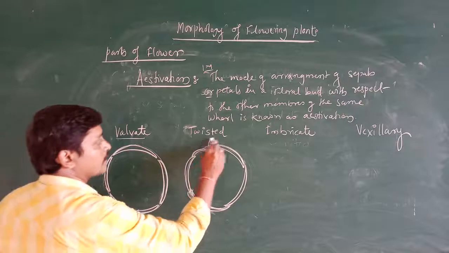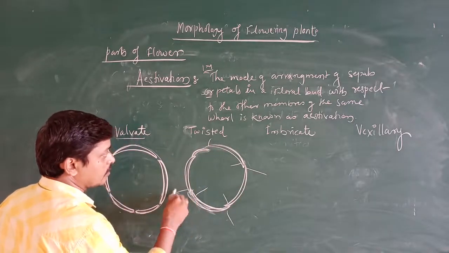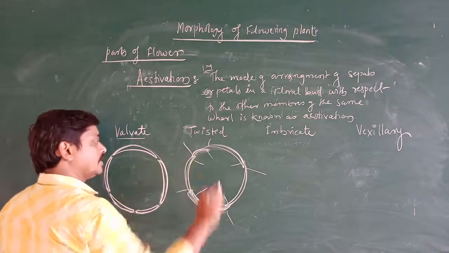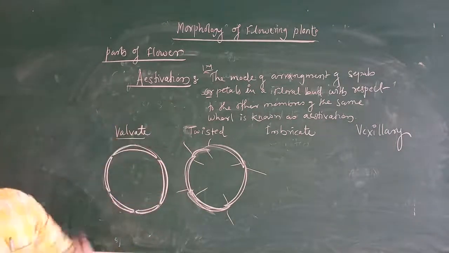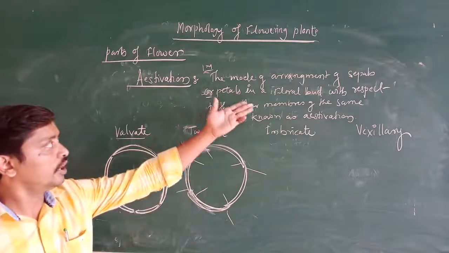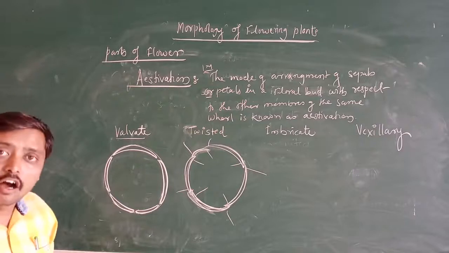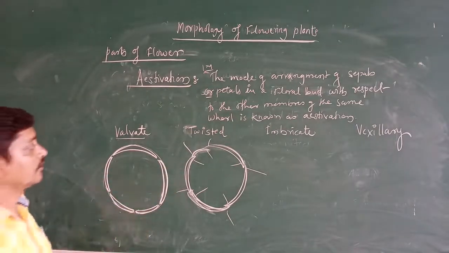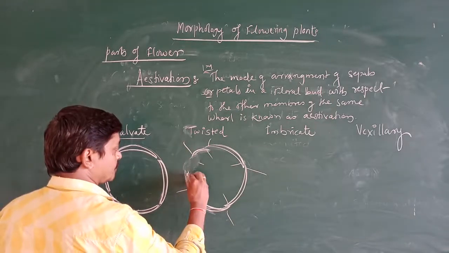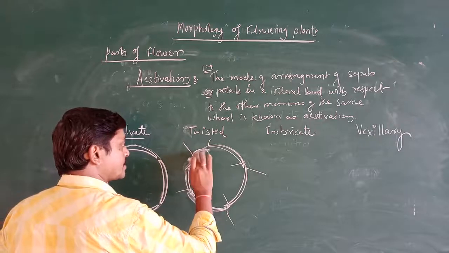See here, this outside, this inside, this outside, this inside, and so on. In the sense, what is going to happen in a twisted aestivation? In the members of sepals and petals, one margin is overlapping the other, and it is going to continue. That is what we are going to call a twisted aestivation. Understood?